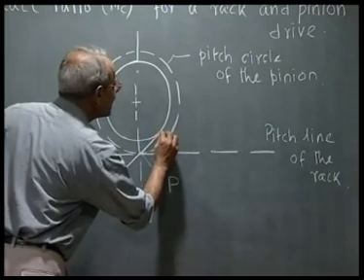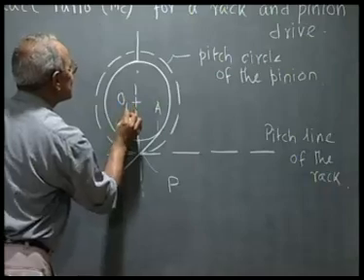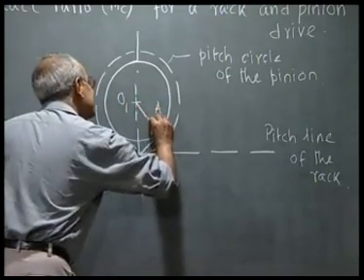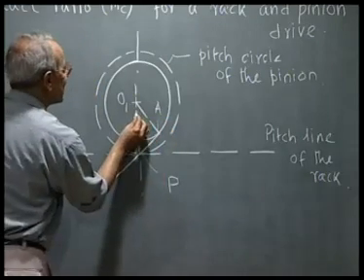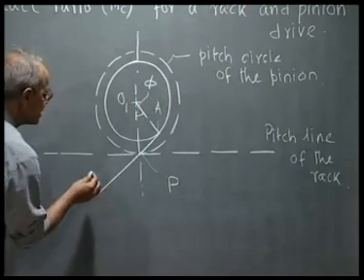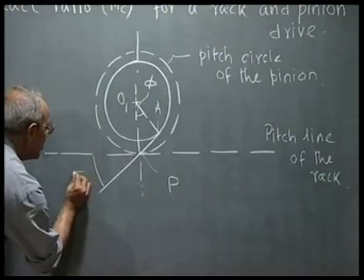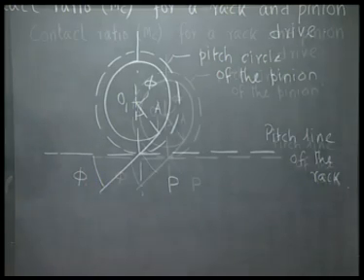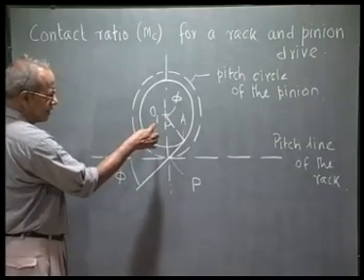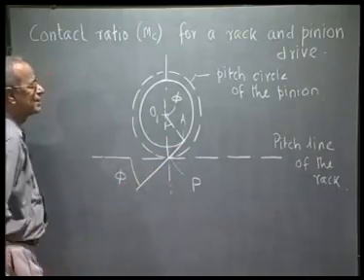Let this point of tangency be denoted by A. This is the center of the pinion. Then this angle is the operating pressure angle phi, which is the same as this operating pressure angle phi. The point of contact between the teeth of the pinion and the rack always moves along this line of action.